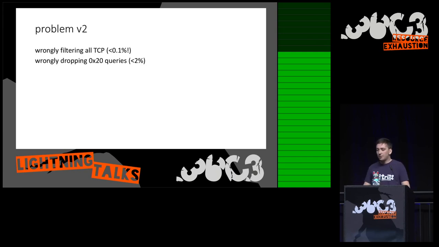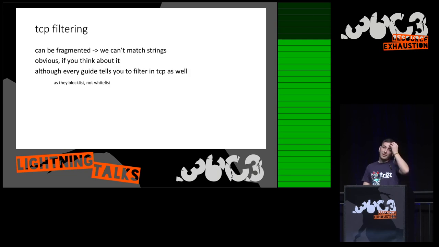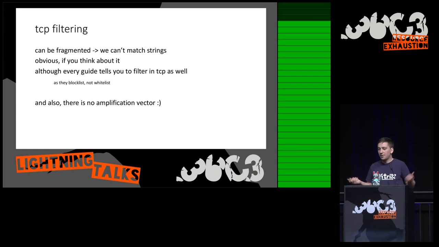But the problem is that we wrongly filter all TCP traffic, which is less than 0.1% of our traffic, and wrongly drop all 0x20 queries, which is around 2%, a bit less. TCP filtering is not that easy if you think about it, because the streams can be fragmented and you can't string match packet by packet. Every guide tells you to do it like you do on UDP, but that only works because they block list, not whitelist, so it doesn't work for us. And on TCP, we don't have a UDP amplification vector, so why do it anyway?